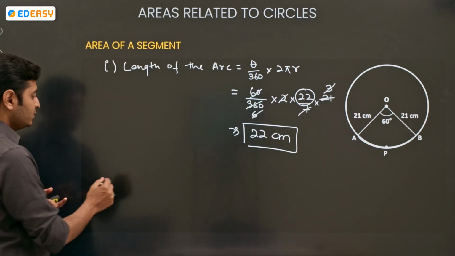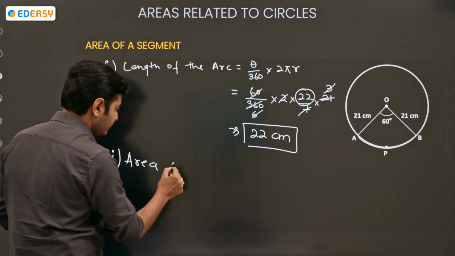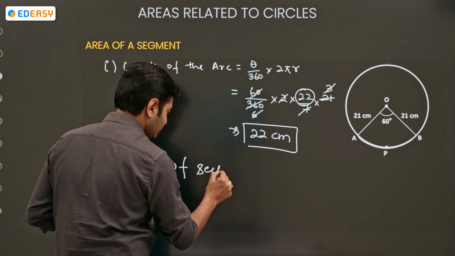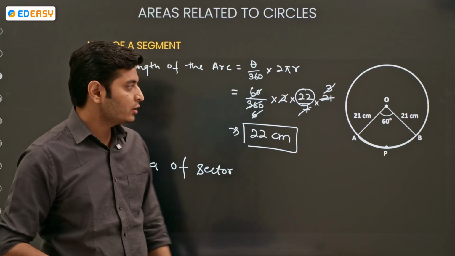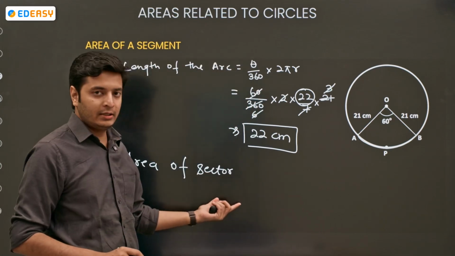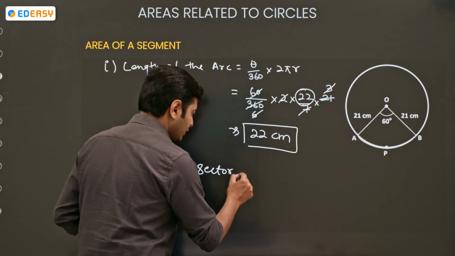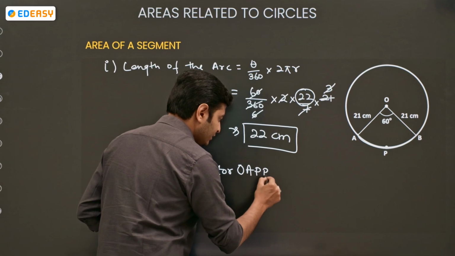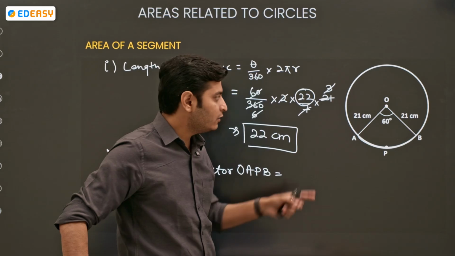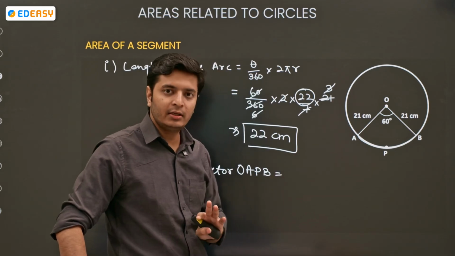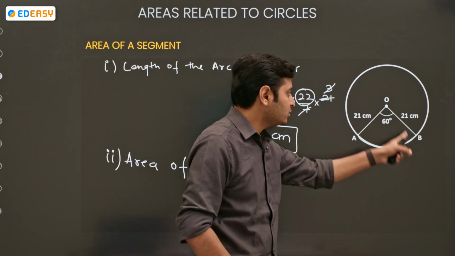So this reminds me that we need to find the area of the sector also. Area of sector. See, if you want it to be very clear which sector you are talking about, you can name the sector here. So what is the sector name? OAPB. So we are going to write OAPB. This will tell the examiner which sector you are finding the area of. Minor only, but this will specifically tell the examiner that we are talking about this sector.